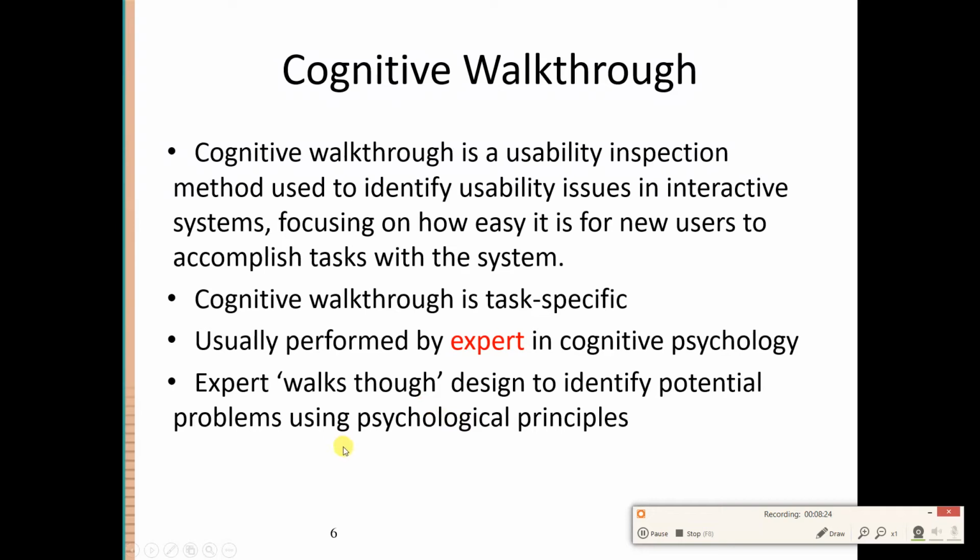When we use the word walkthrough, it means that the expert is going to look at the system step by step in a process, according to certain specific criteria, and see whether the system is fulfilling the requirement, fulfilling the task or not. That's what is called the cognitive walkthrough.